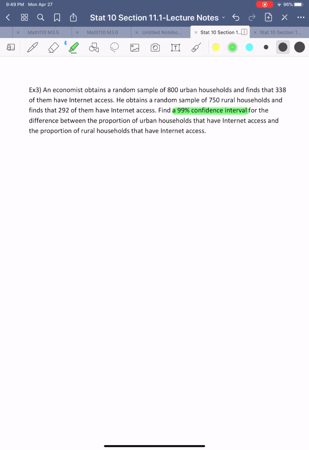Alright, so here we're looking for the two bounds. We already verified the requirements in example 2, the same problem, right? And then for constructing the confidence interval for the difference between the two population proportions, we are looking for the z sub alpha over 2. The confidence level is 0.99, so alpha is going to be 0.01.